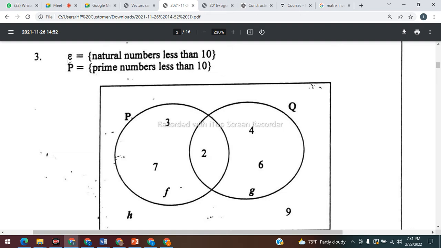So what does this funny E mean? It's a funny E symbol. What does that mean? Universal set. Yeah, and then this is the natural numbers less than 10. What are natural numbers? Numbers without the zero. Counting numbers: 1, 2, 3, starting from 1 to infinity. Very good.